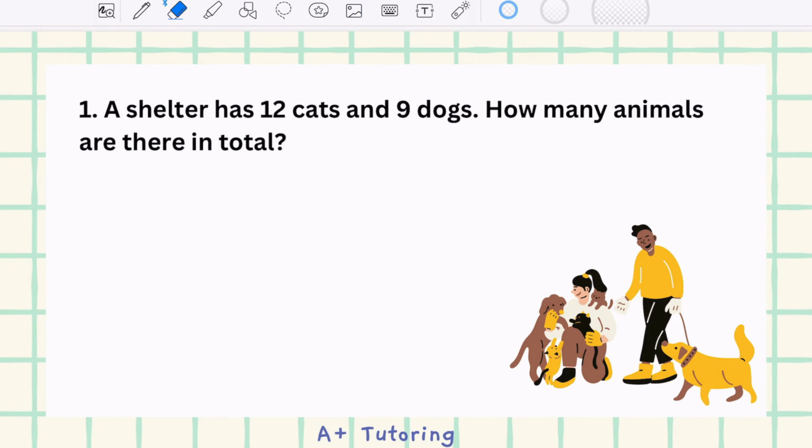Okay, let's get started with the first word problem we've got here. Whenever you come across a word problem, the most important step, or the very first step, is to make sure you read the question carefully. So, pause the video here and take a second to understand what's going on.